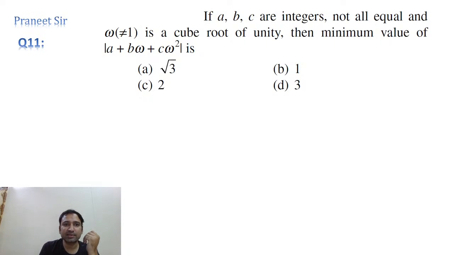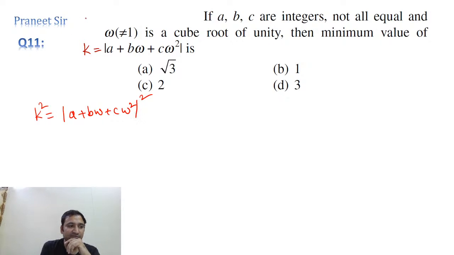So what I'll do is, I can take it as K. Let's take it as K, guys. And then I'll calculate the K square value. Let's see what I get. K square, can I take it as A plus B omega plus C omega square whole square. And we have this formula: mod Z square is equal to Z into Z bar. By using this, can we expand it?